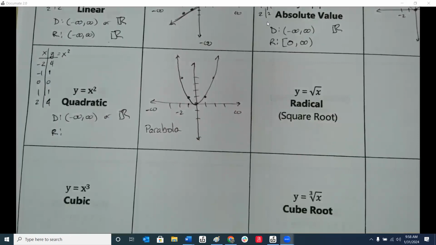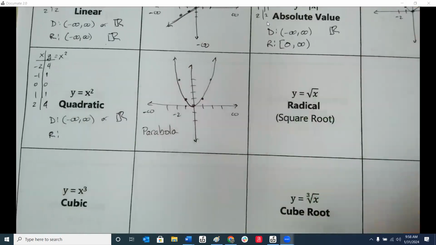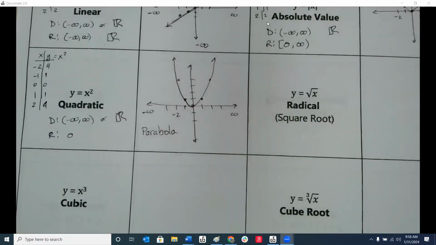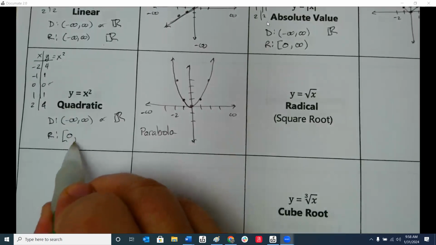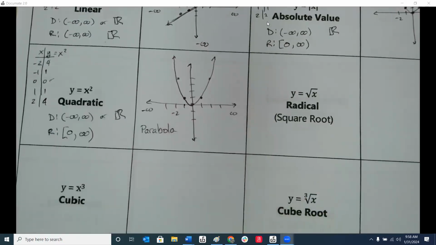How about the range? The range is the y-axis. What's the lowest you can go? Can you include 0? Yes, there's that point right there. So it's a bracket. And it goes where? To positive infinity. Very good.